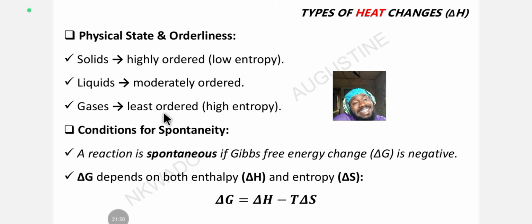So gases have the least orderliness. They are not ordered. That's why they have high entropy, high scattering. Disorderliness, okay, disorderliness. Gas is very, very disordered.